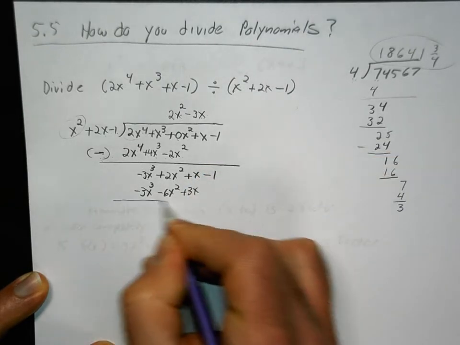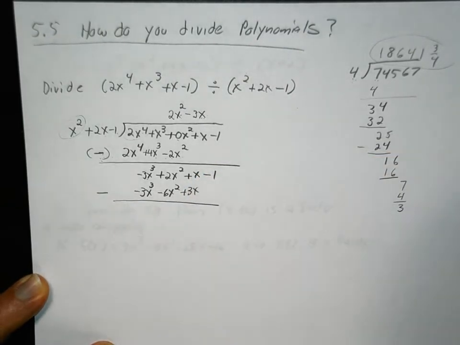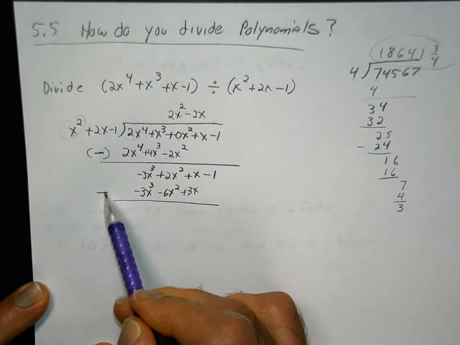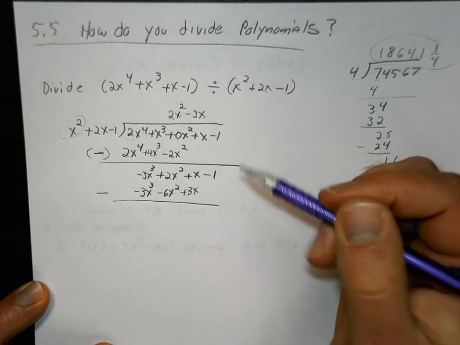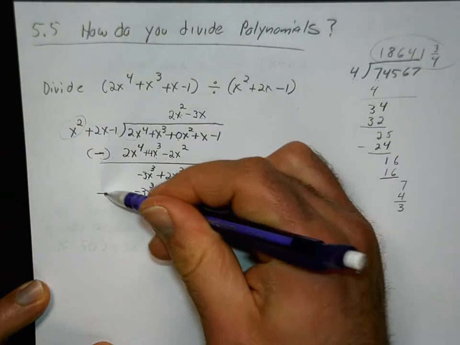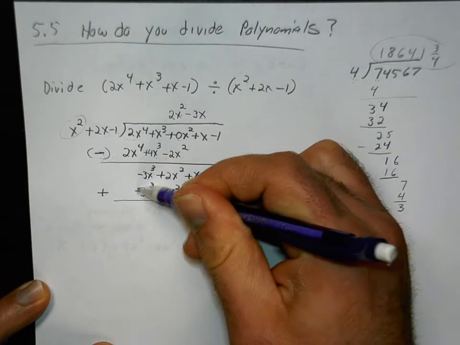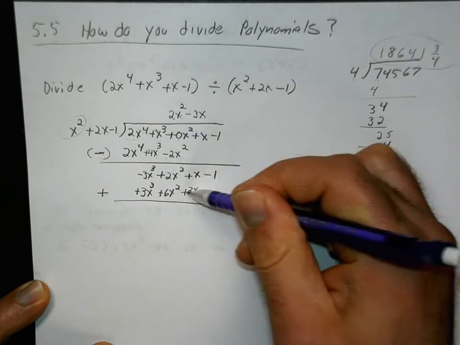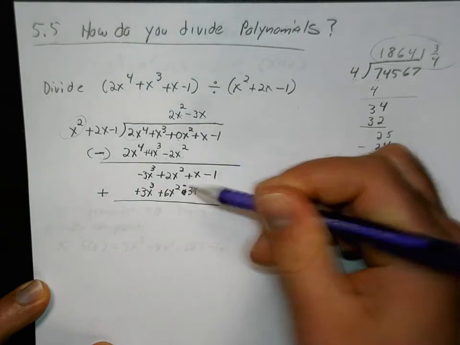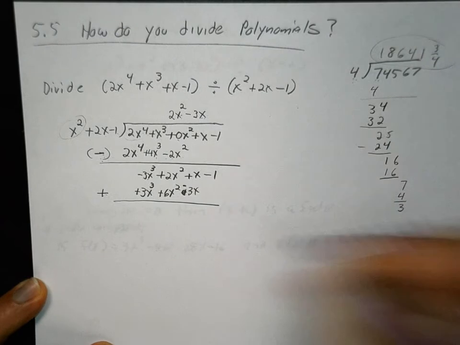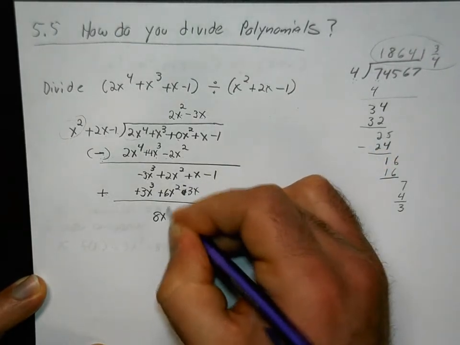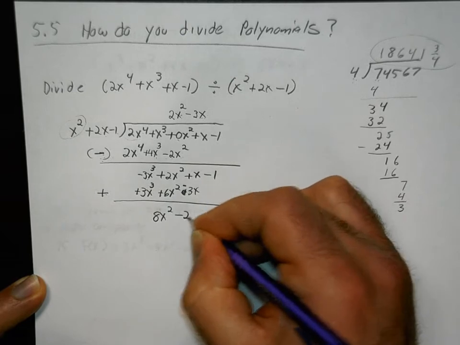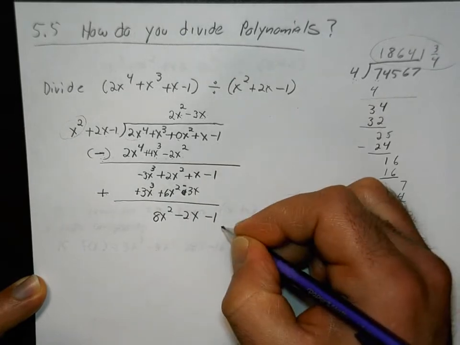Draw my line, and I'm subtracting. Now, one thing, if you're not comfortable with remembering to subtract, what I like to do is change it to addition, and then change the sign on everything. Then I can just add. Sometimes that's easier. That goes away. You get an 8x squared. This is going to be a minus 2x minus 1.